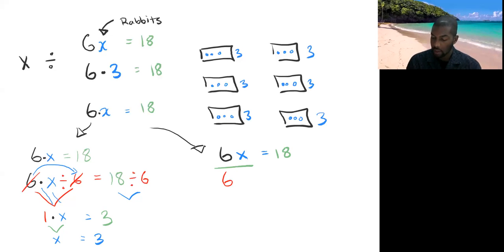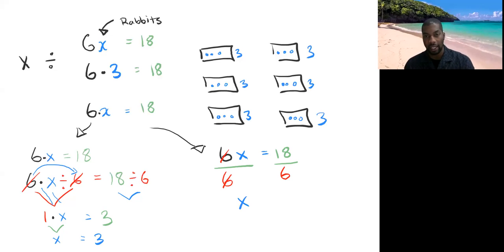6. Because we're trying to get x by itself, right? What I do to one side, I must also do to the other. So I divide 18 by 6, just like that. 6 divided by 6 is 1, so they cancel each other out. So that's just left with x by itself.